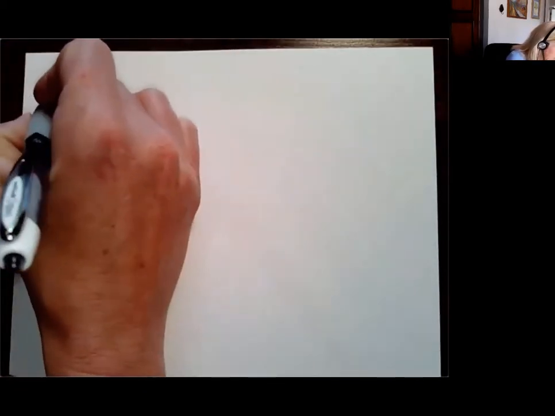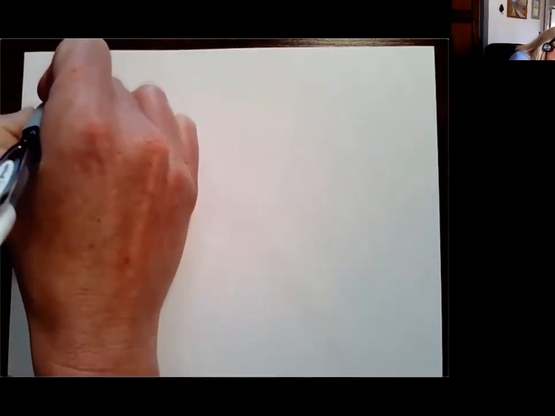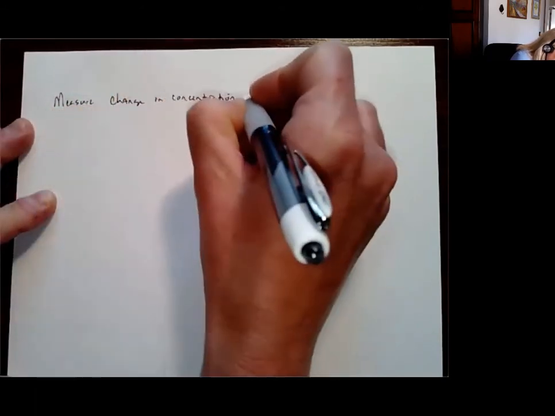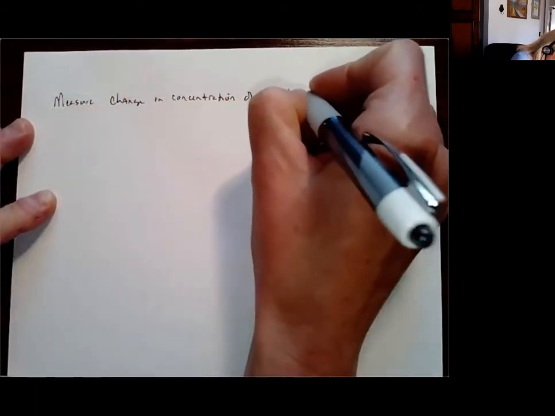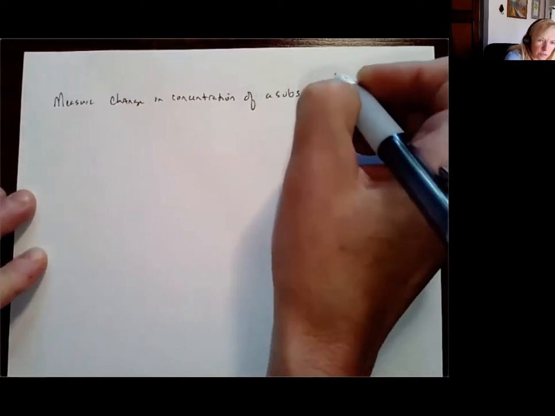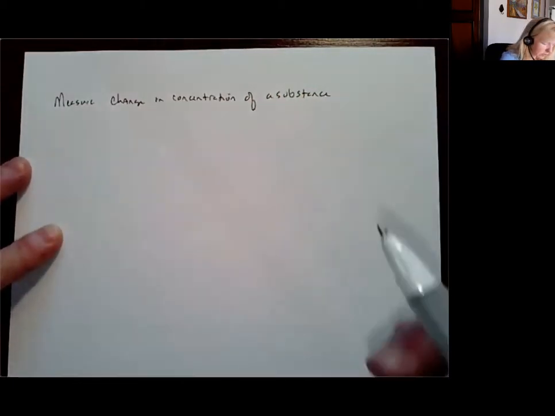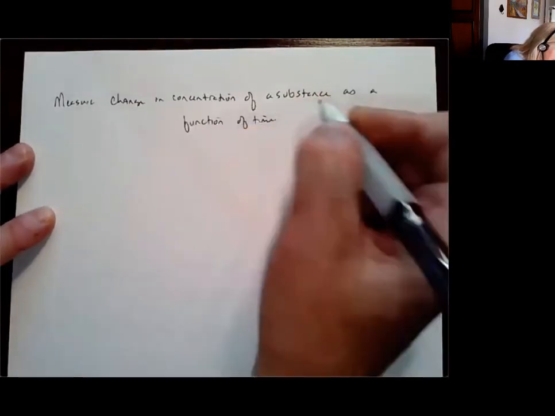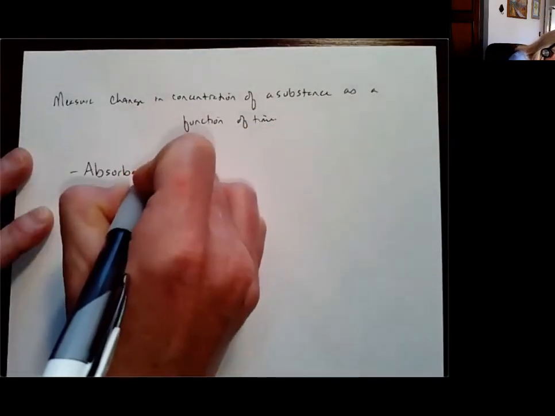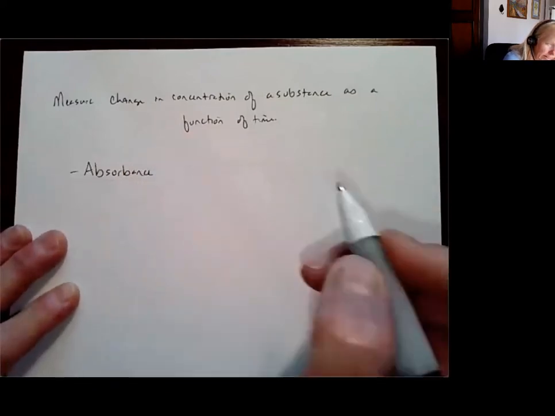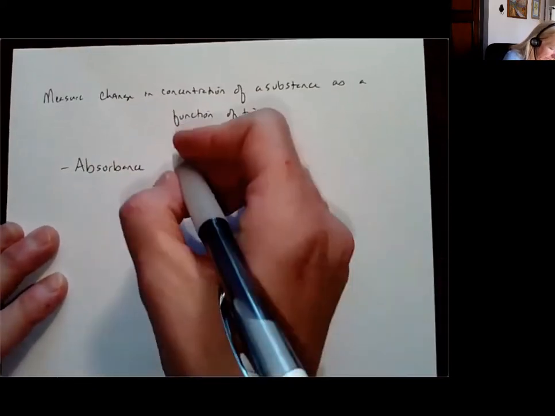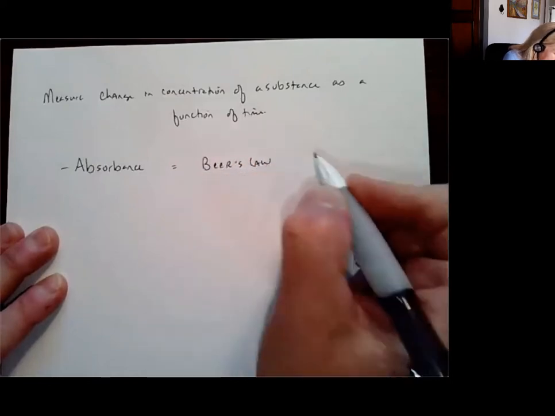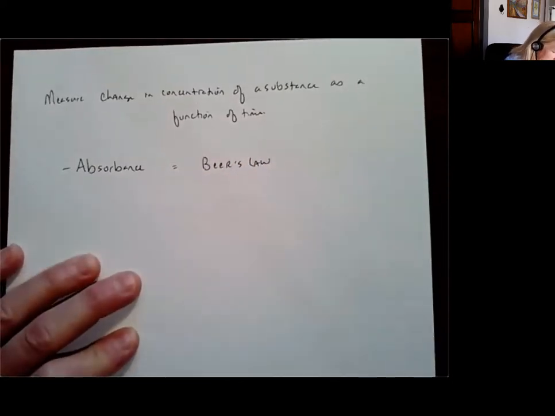But one of the ways that we can measure the change in concentration of a substance, and it doesn't matter if it's the reactant or the product, because I can relate them back to the rate by that rate expression, as a function of time, is absorbance using a spectrometer. And there's a particular relationship that allows us to do this. This is called Beer's Law, named after a guy named Beer, not because he really liked beer a lot.